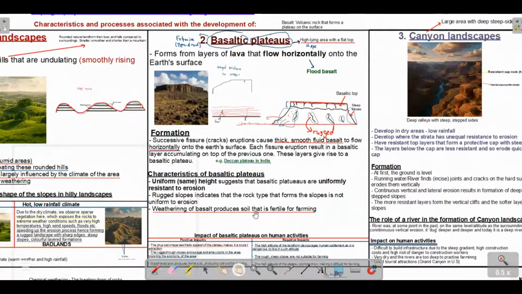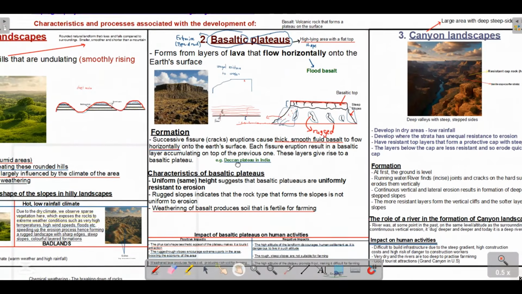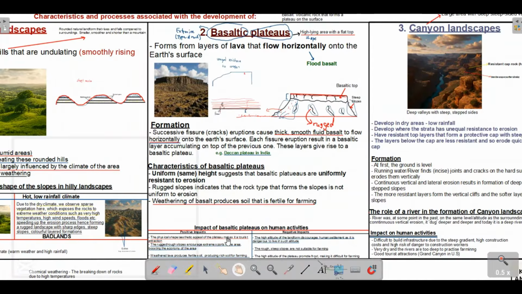So that is the basaltic plateaus, guys. You have to be able to explain its formation. Very important. They love to ask its formation as well as the impact that basaltic plateaus have. Also note that basaltic plateaus are uniformly resistant to erosion, hence they have the same height throughout.